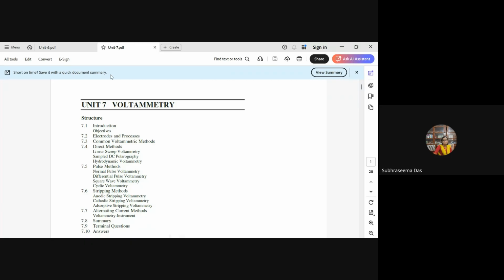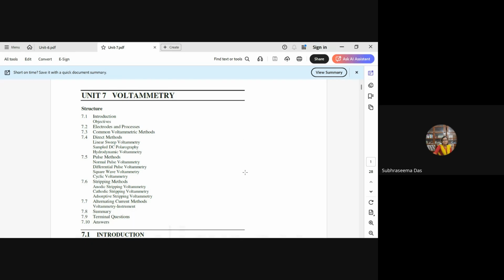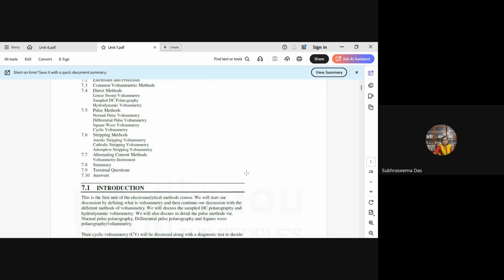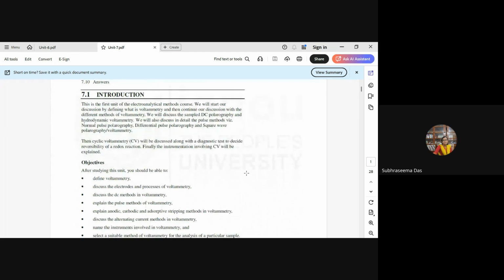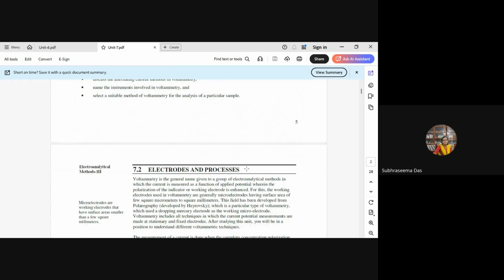So now we'll start with a new unit that is about voltammetry. The contents of this unit are the introduction, the electrodes and the processes, the different types of voltammetric processes and their explanation, followed by some of the terminal questions. So in voltammetry, we will first start with what is voltammetry, and then we will study what is cyclic voltammetry.